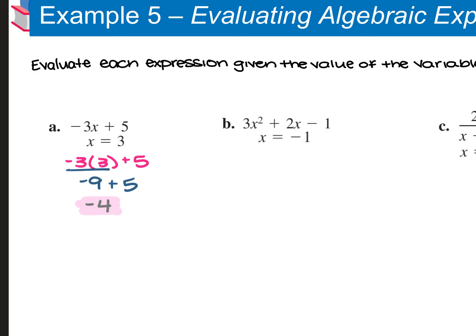For example B, we have 3x squared plus 2x minus 1, where x is equal to negative 1. So anywhere we see an x, we're going to plug in that negative 1. So it's going to give us 3 times negative 1 squared plus 2 times negative 1 minus 1. If you see here, I make sure those parentheses are around the negative 1. That tells me that I am multiplying. So for the 3 times negative 1 squared, you're going to do the negative 1 squared first, which is going to give you negative 1 times negative 1, which is positive 1.